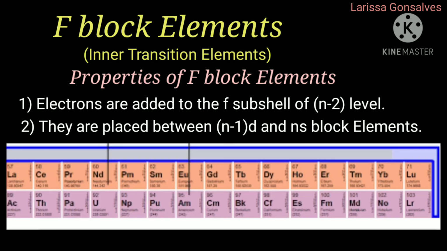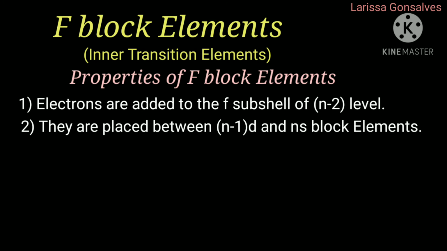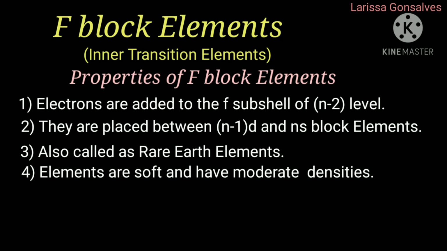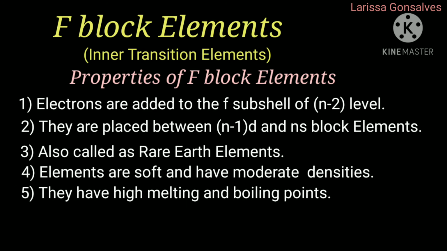Lanthanoids begin with the atomic number 57 and end with 71. Lanthanoids are also called rare earth elements because they are present in very small amounts in the Earth's crust. Also, there was difficulty in extracting them economically. In pure form, the metals of lanthanoids are soft and they have moderate density in the range of about 7 gram per centimeter cube. They also have high melting and boiling points.